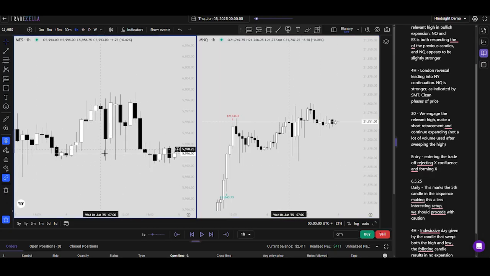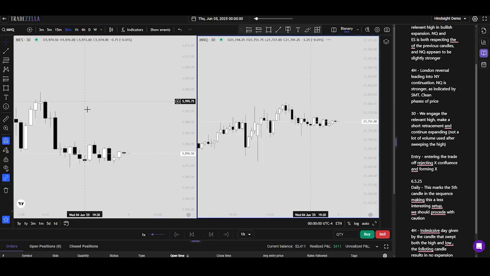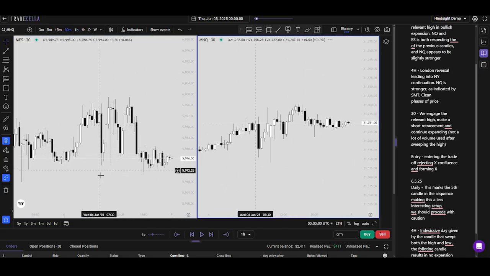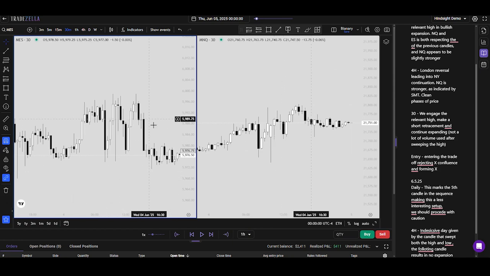On the hourly, I don't see my setup. I can go to the 30-minute and look again. This looks so bad, but only in hindsight. That's important to know. This looks so bad, but it's only in hindsight.